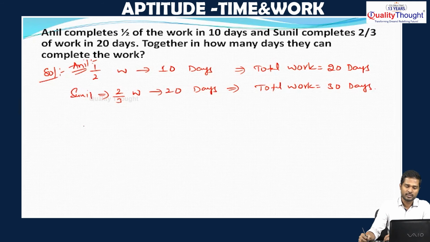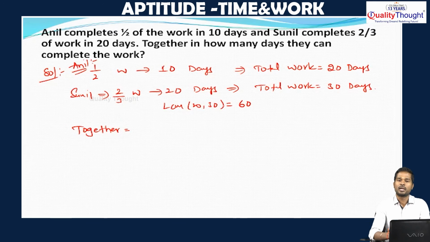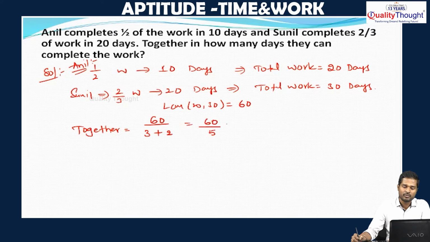So if they work together, before that take the LCM of 20 and 30, which is 60. So the LCM of 20 and 30 is 60. So together this is 60, we will write here. So together they will take 60 by, Anil takes a total of 20 days to complete the work, so 2 3s are 60, Sunil takes a total of 30 days to complete the work, so 3 2s are 60. So it is 60 by 5, which is 12 days. So if they work together, they can complete the work in only 12 days.